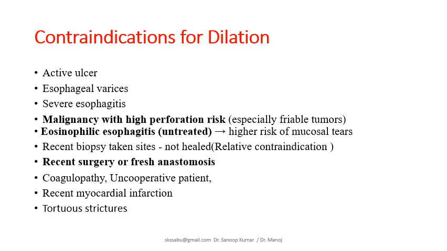So what are the contraindications of dilatation? Active ulcer is a contraindication. Perforation can happen, even if it is ileal or colonic or esophageal. Presence of esophageal varices, we should not dilate, as it will result in torrential bleeding. Severe esophagitis, LA grade C or D, do not dilate. If it is a case of malignant strictures, be careful about dilatation. If there is a friable tumor, ulcerated tumor, or a squamous cell carcinoma, do not dilate.